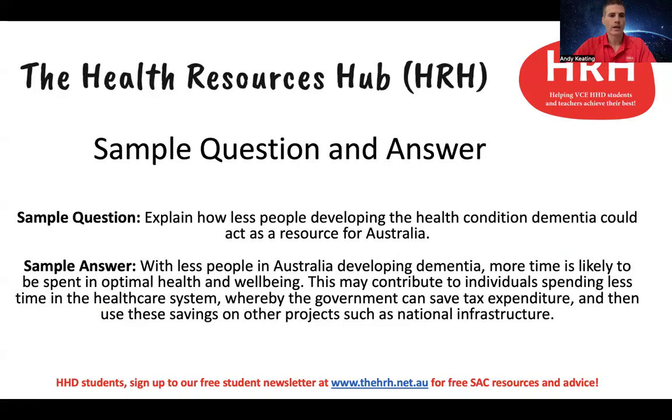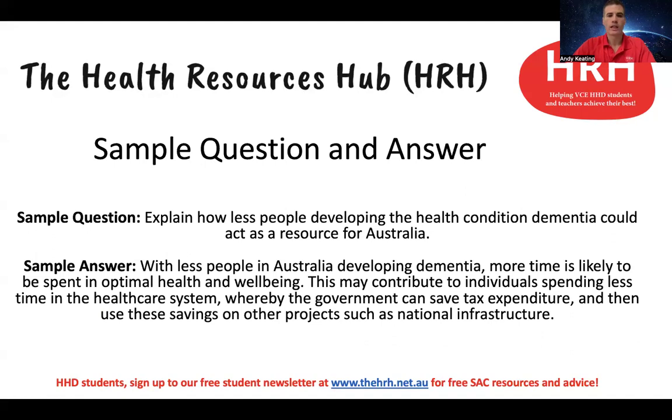So you can see here we've got a sample question and a sample answer. This one here is asking you to explain how less people developing the health condition dementia could act as a resource for Australia. So sometimes you might have to look at a question and do some interpreting.